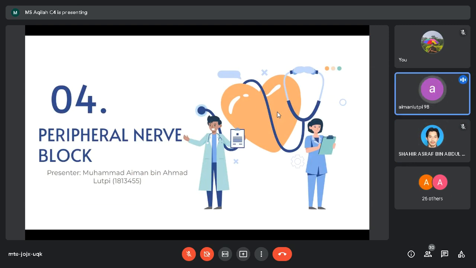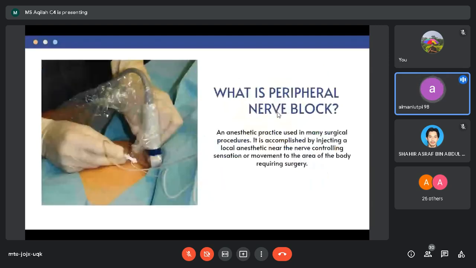I'm going to talk about peripheral nerve block. So what is peripheral nerve block? It is an anesthetic practice used in many surgical procedures, and we focus on the limbs, which are divided into two: upper limb and lower limb.